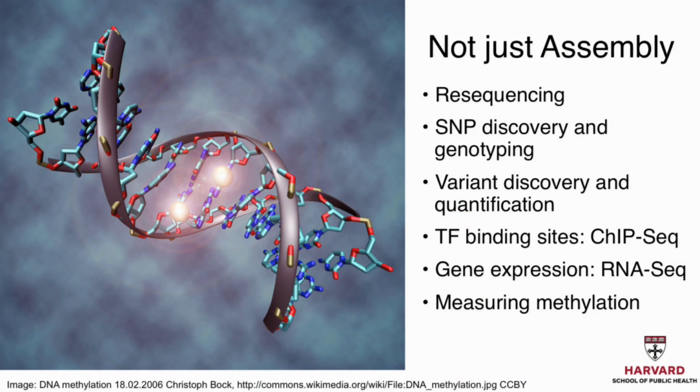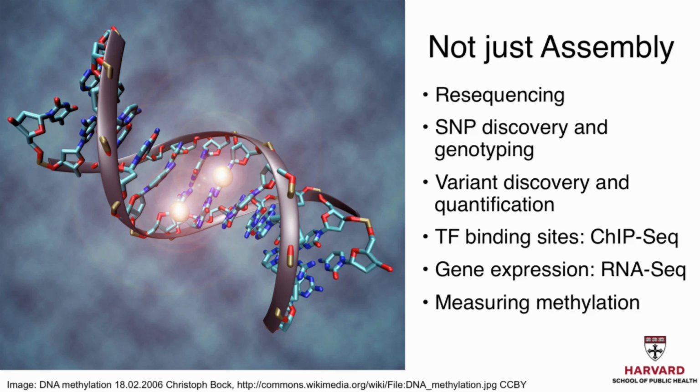The first application of next generation sequencing was sequencing the genome. This is called resequencing many times, where you have a new sample, a new human, and you want to know that person's genome. But because it's very similar to the original reference, you don't actually do the whole thing. You stick to the places where they're different.